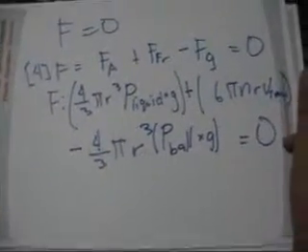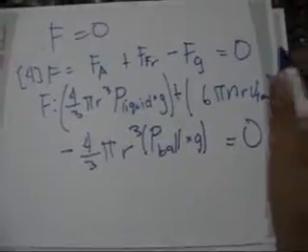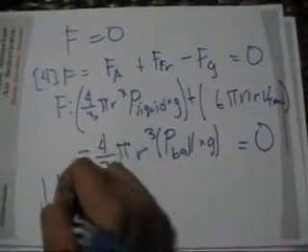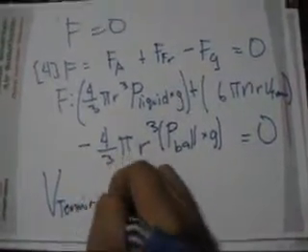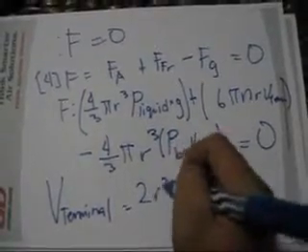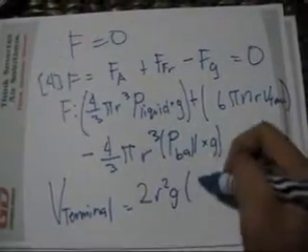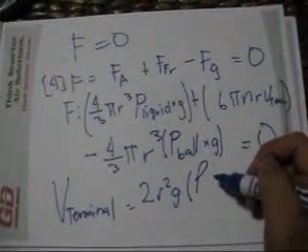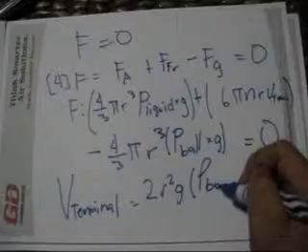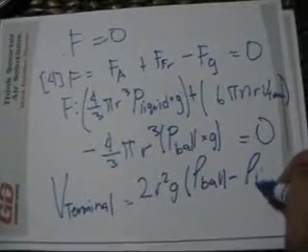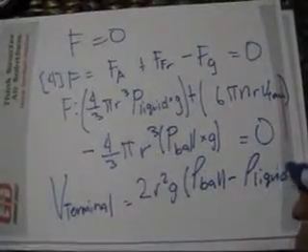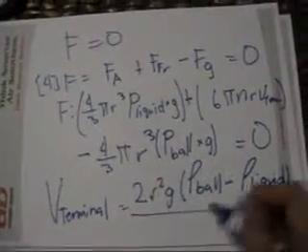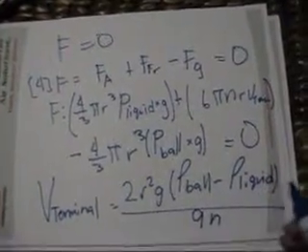Then we compute for the terminal velocity. We get that the terminal velocity is equal to 2 r squared g multiplied by the difference of the density of the ball minus the density of the liquid, over 9 multiplied by the viscosity of the liquid.